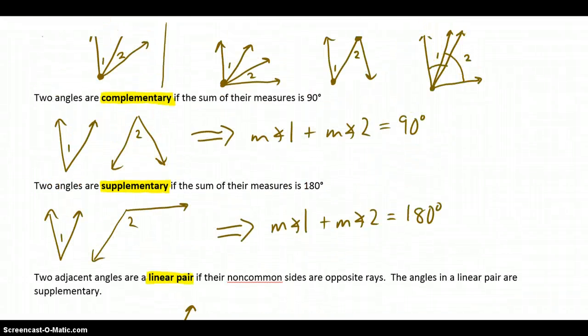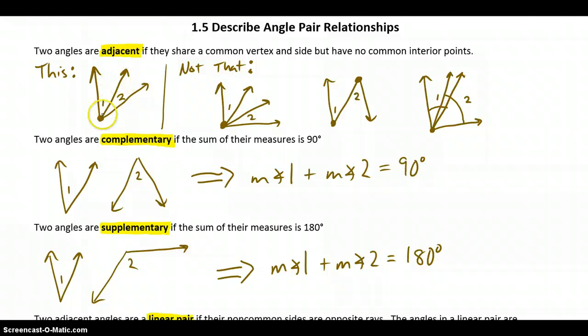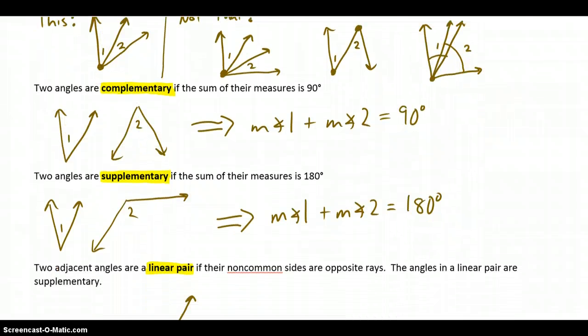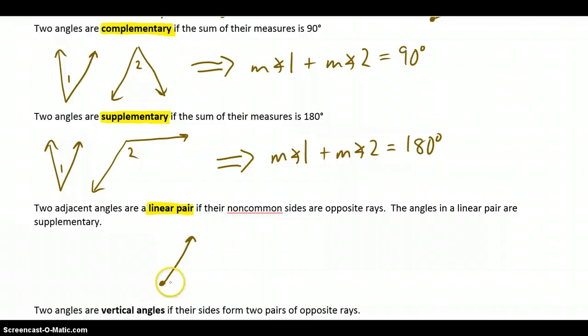So if I look back at the picture for adjacent angles, here's my common vertex and my common side, but my two non-common sides have to form opposite rays. Well, opposite rays form a line. So a linear pair is adjacent angles whose non-common sides form a straight line. My non-common sides are opposite rays. A line, 1 and 2, are a linear pair.